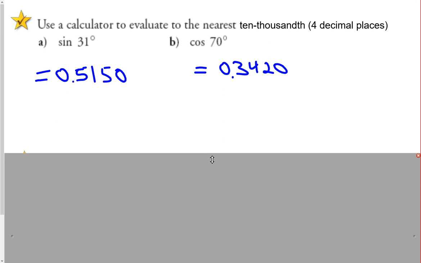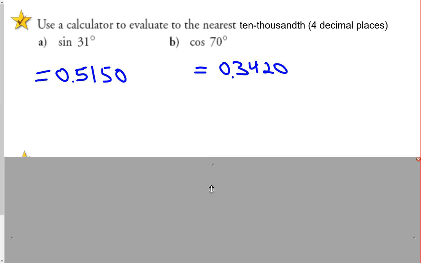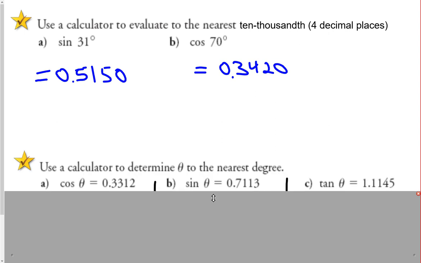Okay, now we're going to do calculating angles when we have a ratio. So that means we've divided two sides, we have some kind of decimal number from dividing those two sides, and we want to figure out what angle is in that triangle. So we're going to do our inverse. You'll see on the screen it says use a calculator to determine theta, that's our usual symbol for angles, of course, to the nearest degree. So we're going to round off to the nearest degree.